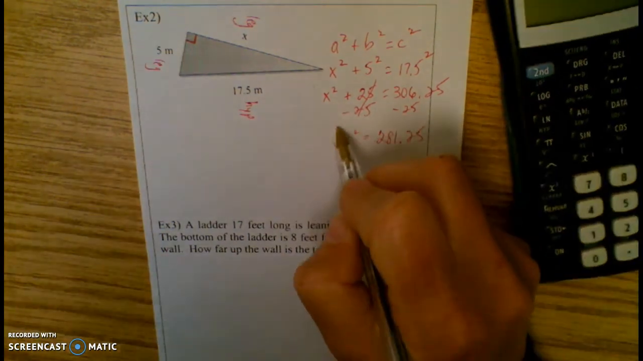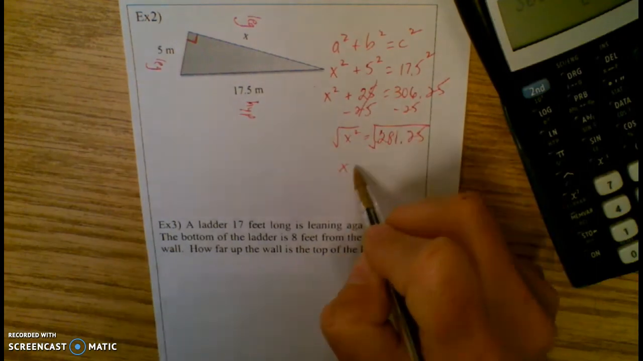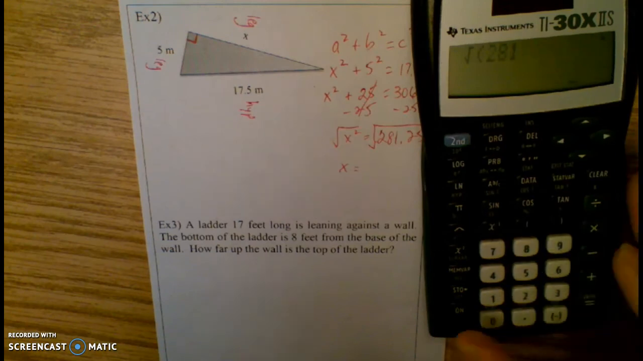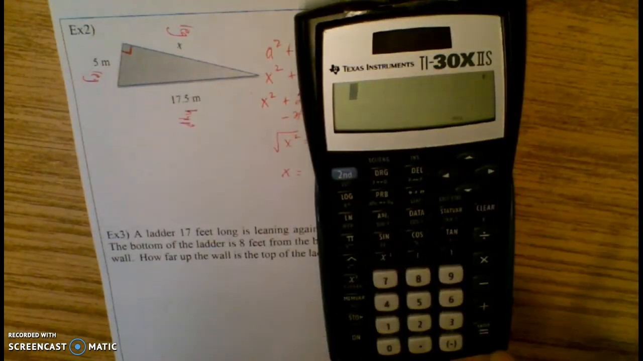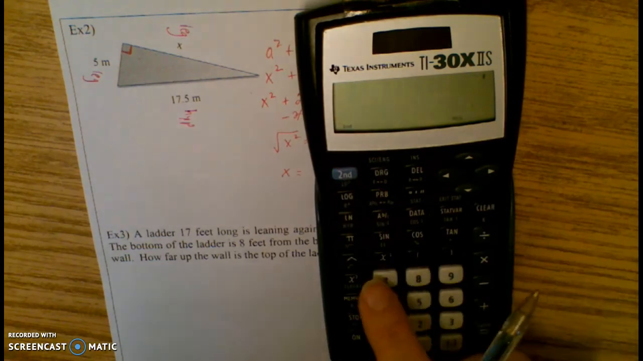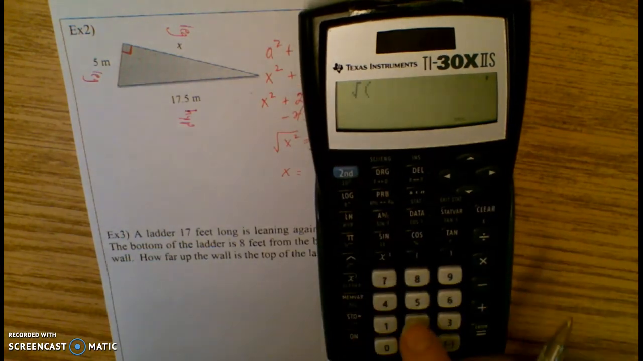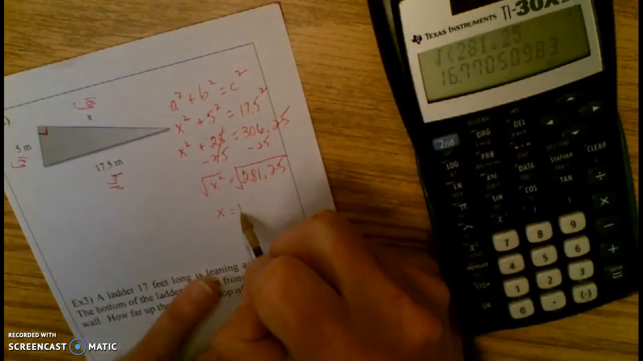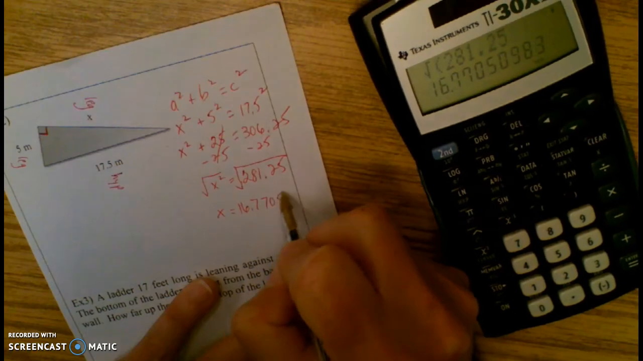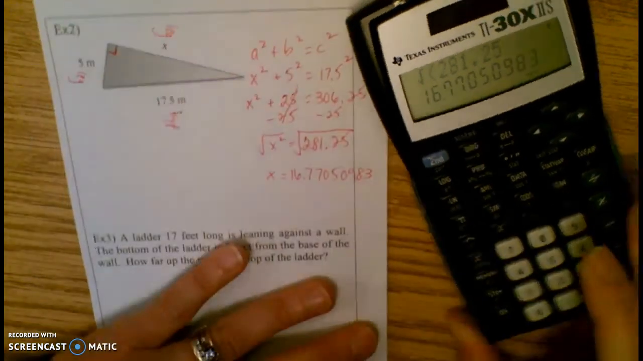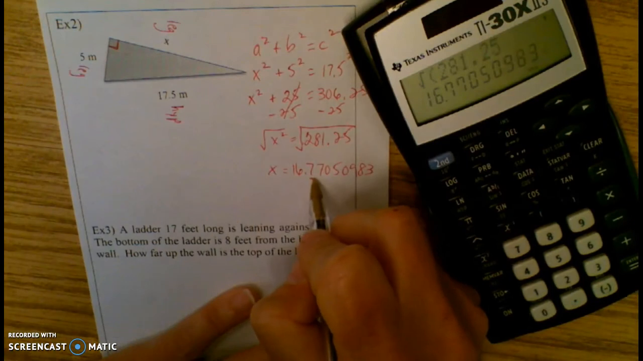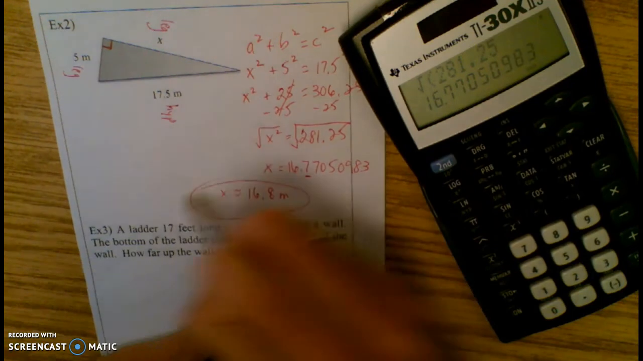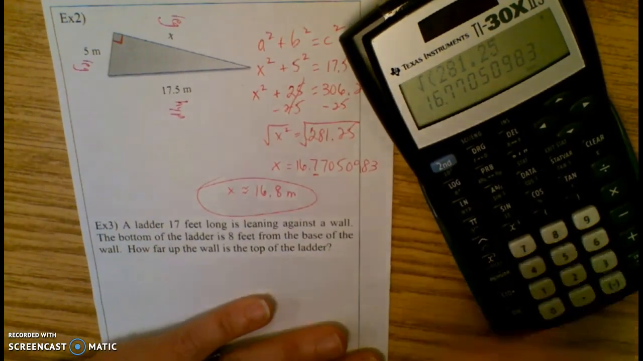And again, at the very end, we know that x squared equals this value. So to undo, or to get rid of the x squared, we're going to take the square root. So square root of 281.25. Quick reminder, if you're taking the square root, you have to hit second, and then you have to hit the x squared button to get your symbol on there. We get about 16.77. And I think we decided earlier we're going to round to the nearest tenth. So this one is going to give us 16.8. And the units were meters, so always try to label your units.